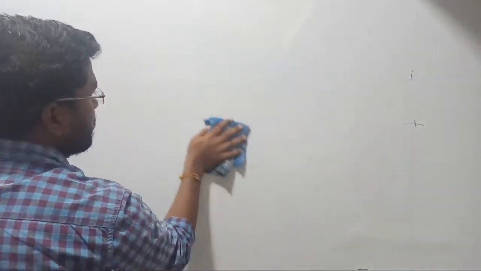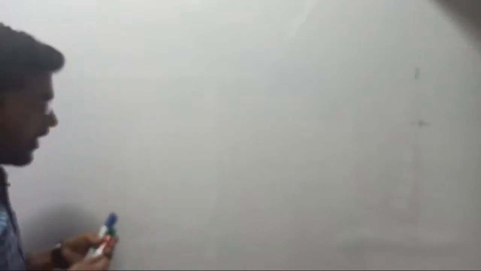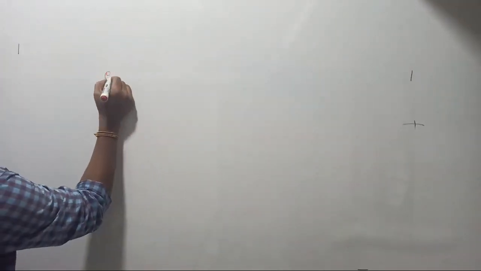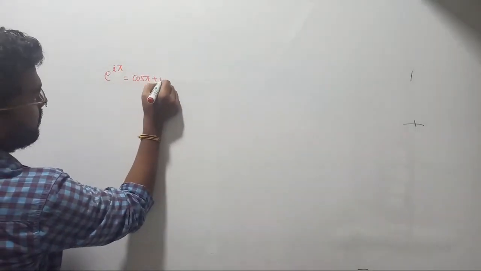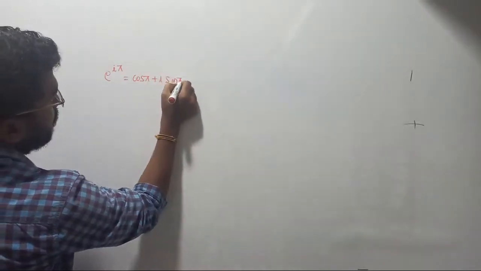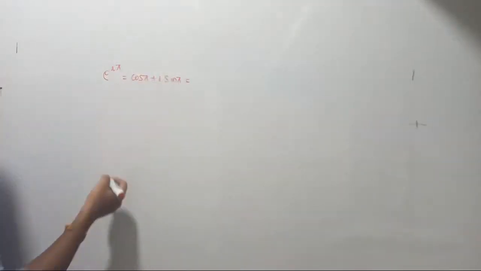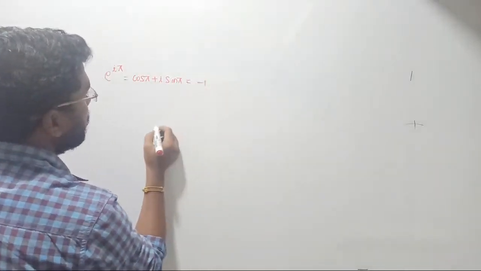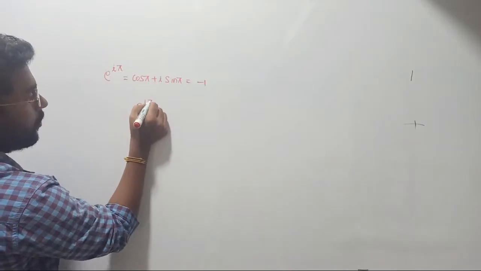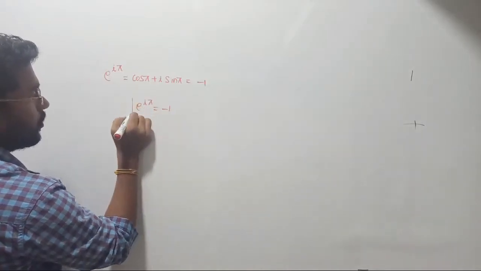Like that, you can also consider various points, like e power I into pi, that is, theta equal to pi. What happens then? That can be considered as cos pi plus I into sin pi. What is the value of cos pi? Minus 1. What about the value of sin pi? 0, so the imaginary part is completely 0. What is the conclusion? E power I into pi can be considered as minus 1.